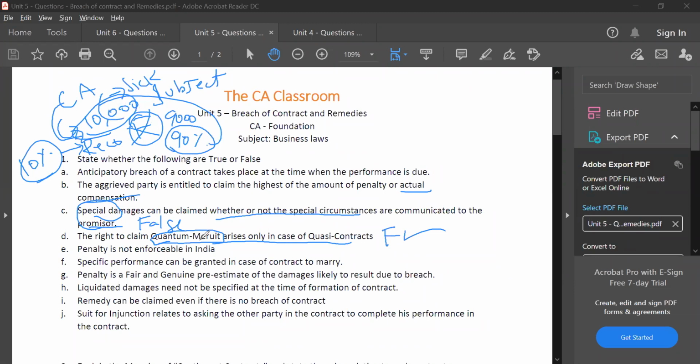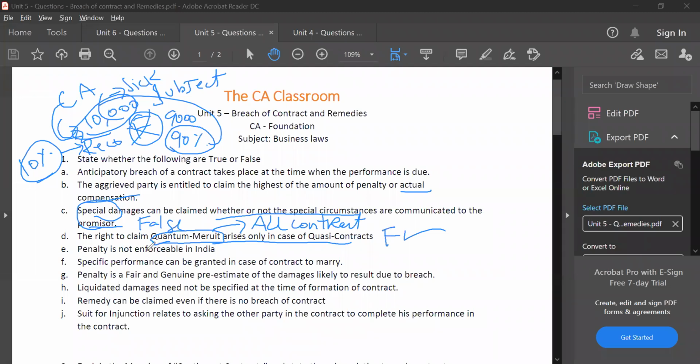So the concept of quantum meruit says, if you have performed a work, and if you have completed some percentage of the work, then at least for that percentage of the work, you have to receive the payment. So quantum meruit applies for all contracts. Any contract, the concept of quantum meruit is applicable, not only for quasi contract, even for quasi contract also. Therefore, the answer is false. Next question. No, the answer is not true. The answer is false. Question number 5. Penalty is not enforceable in India. Answer.